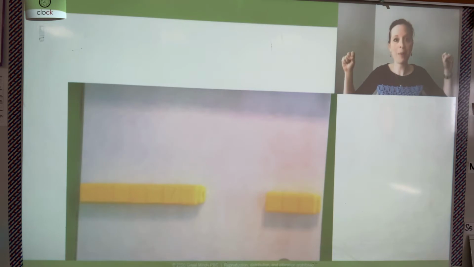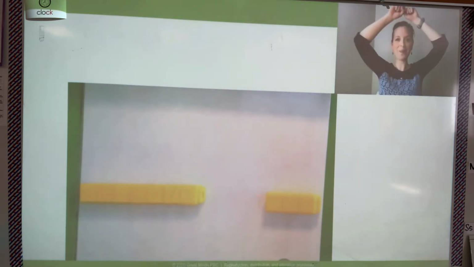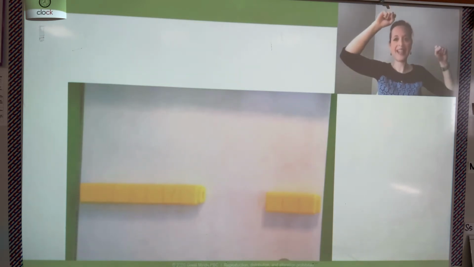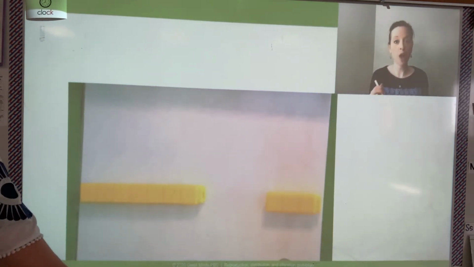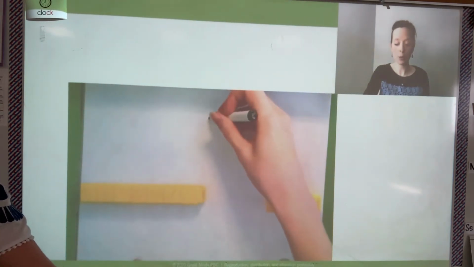Let's do the number bond with our arms all together. Arms up. Go. 10, 3, 7. Great job, friends. Now, let's draw the number bond. So let's get out our marker. And first, we'll draw the whole. We said that 10 was the whole, so we'll write the number 10.